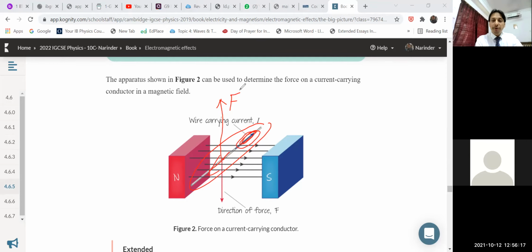Even there is one more possibility, children. Still the current is, suppose, entering into the screen, but you have changed the magnetic field direction. So suppose south pole is there, this is south, and this is north pole, then these lines will change. So again, the direction of magnetic force will also get changed. Please remember, you can also do it.